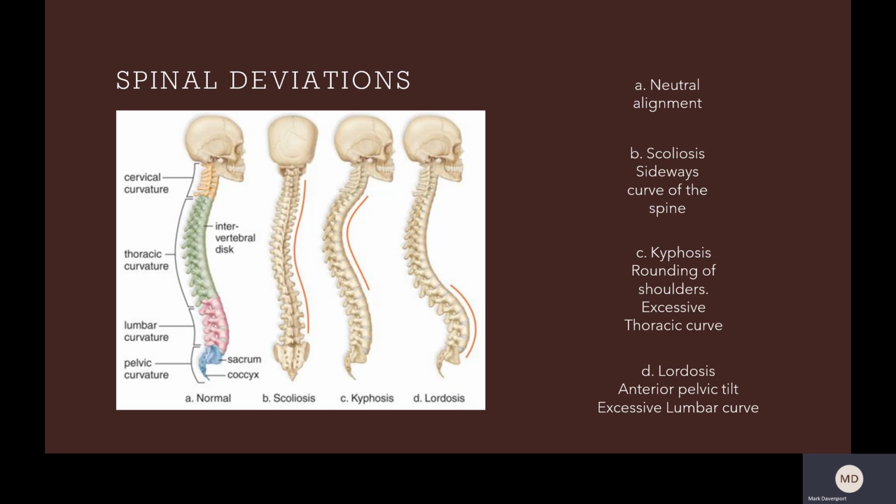And then we have lordosis, which is more of a curvature of the lower spine, so your lumbar spine. That's known as anterior pelvic tilt, where your pelvis is tilted and you've got excessive lumbar curve.